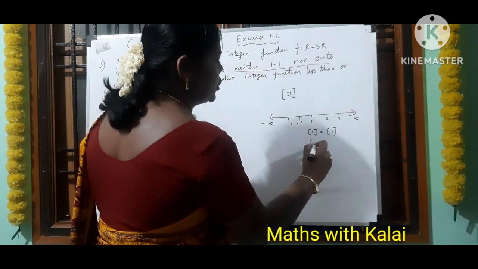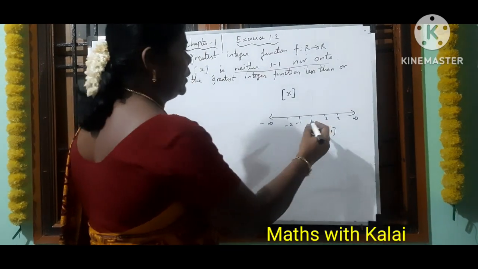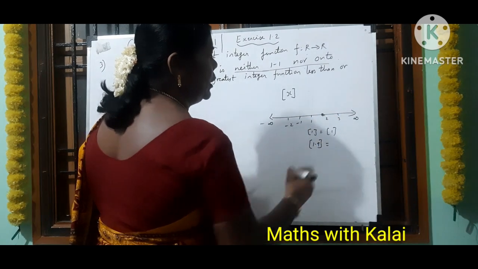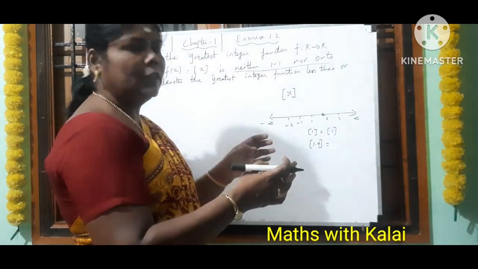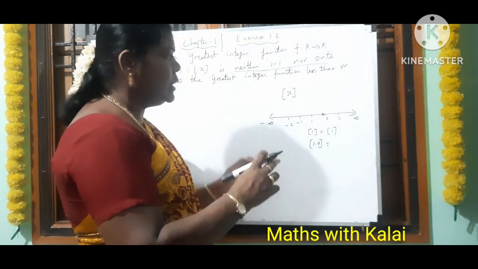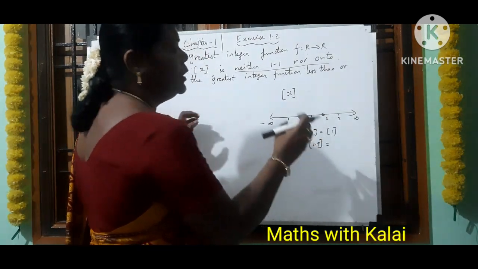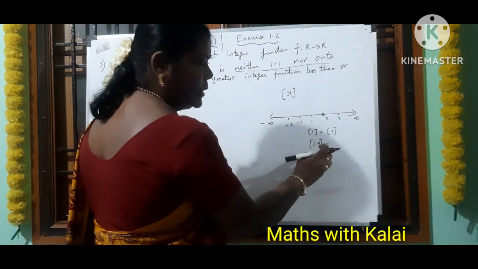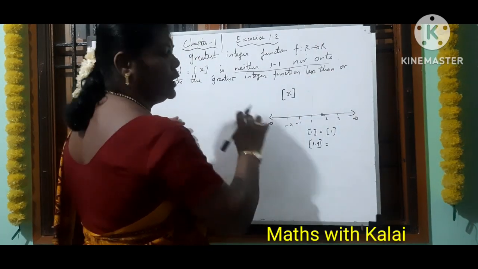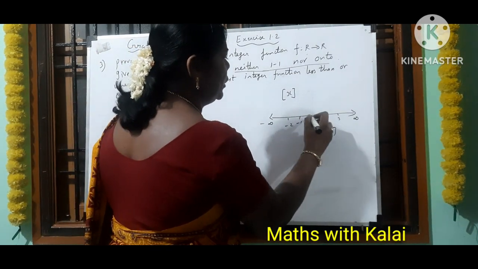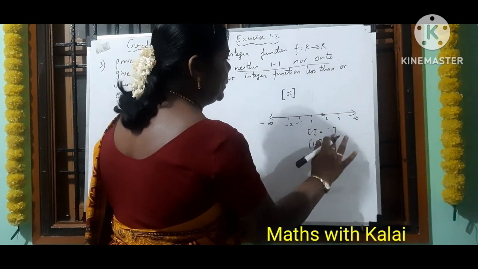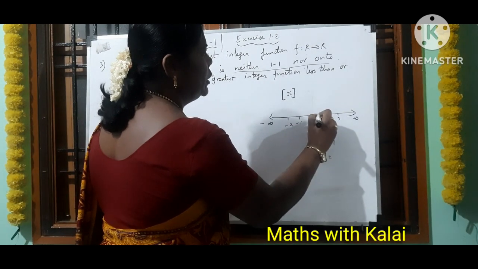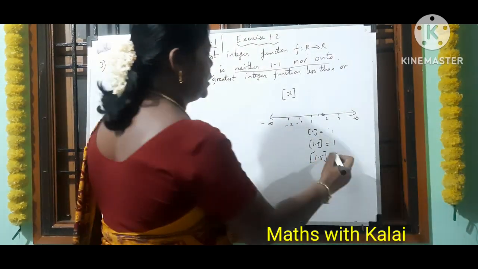Now suppose I want to find out greatest integer function of 1.9. Where will 1.9 come? It will come somewhere here. Okay? So the greatest integer function of this is nothing but a value that is an integer which is less than this number. We are calling the integer that is less than or equal to that value the greatest integer function. Now the integer less than 1.9 is nothing but 1. So the answer for that is 1. Okay, suppose I want to find out greatest integer function of 1.5, 1.5 is here, and the integer less than 1.5 is also 1.